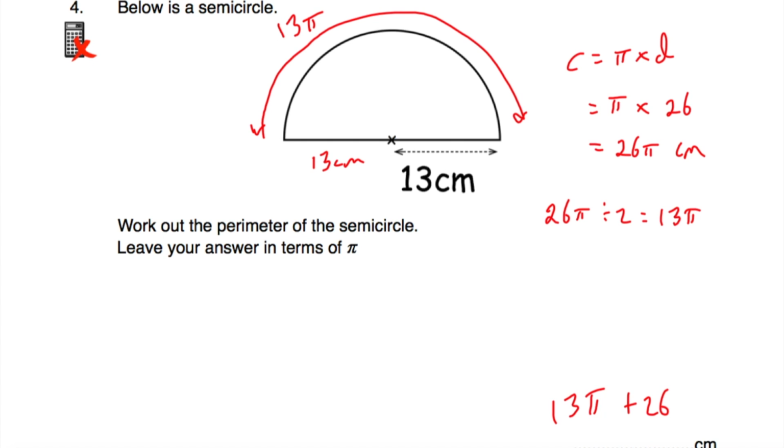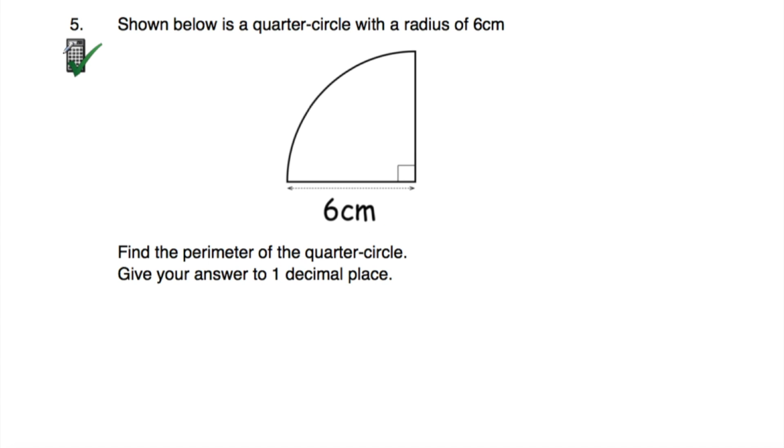Okay, let's have a look at question number 5. Question number 5 is a calculator question. We're told that below is a quarter circle with a radius of 6 centimeters. So we've got this quarter circle, it's a quarter of a whole circle. We've been asked to find the perimeter of the quarter circle. So that's the length of all the sides. That's that length plus the length of the arc. So it's those 3 lengths all added together.